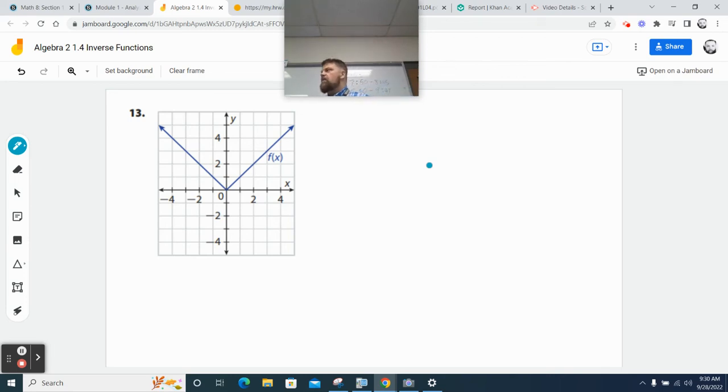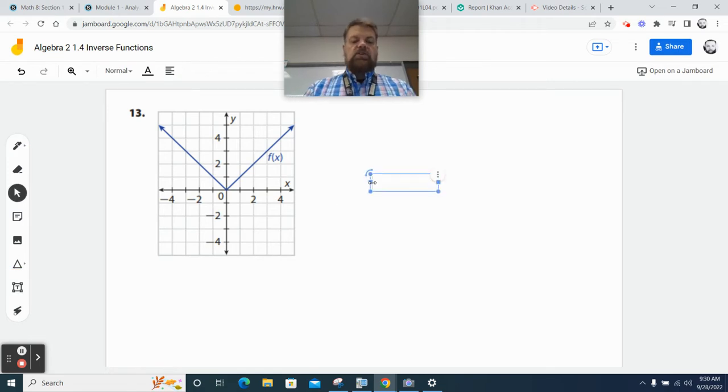All right. So problem number 13, the question is, they have this graph here of an absolute value function, and it says, will the inverse be a function?